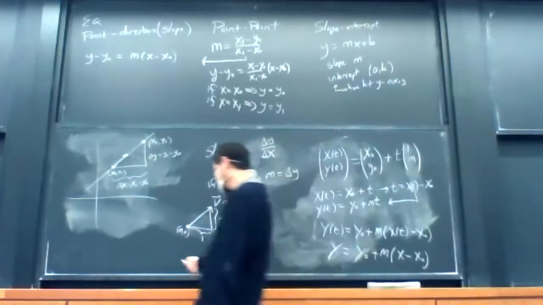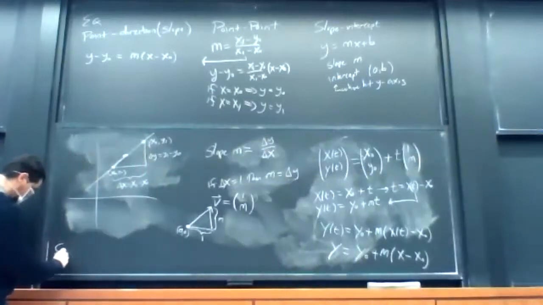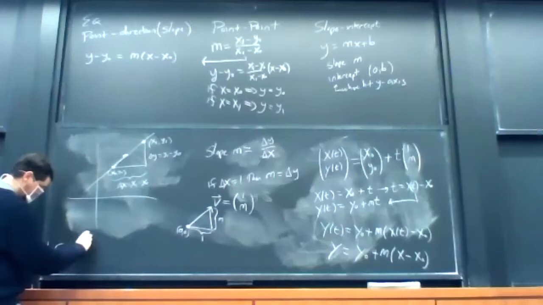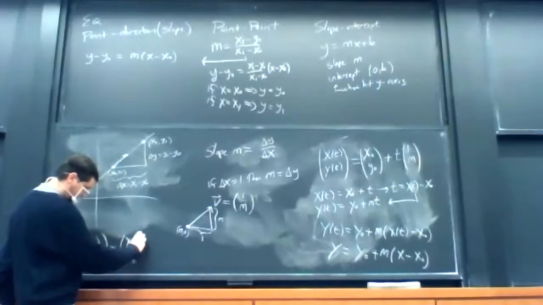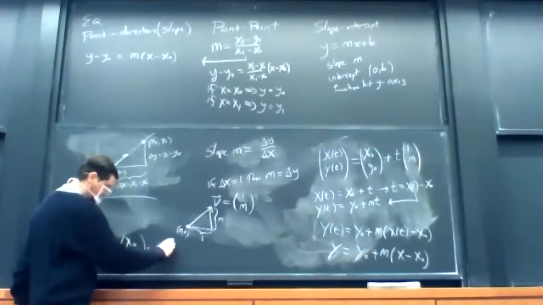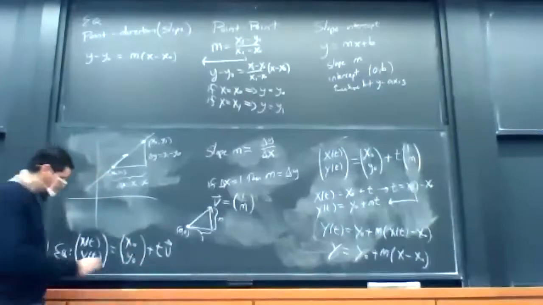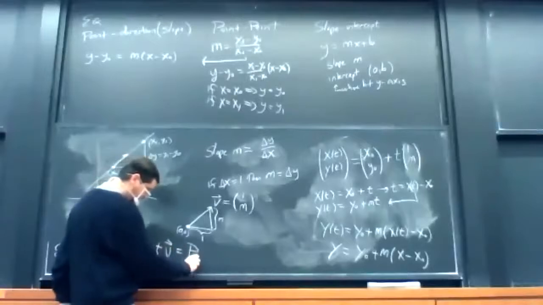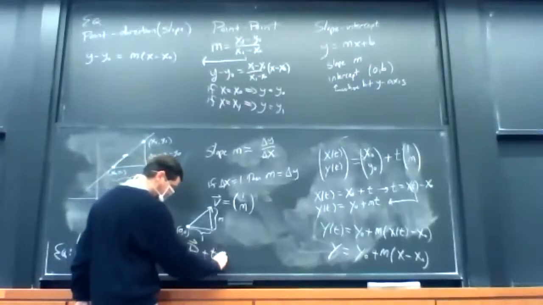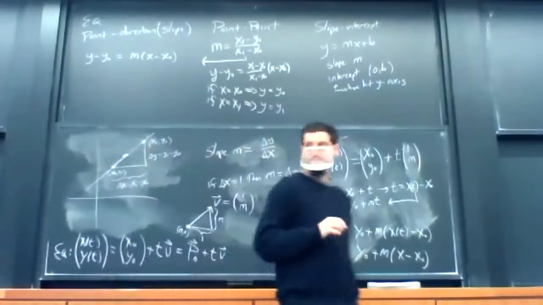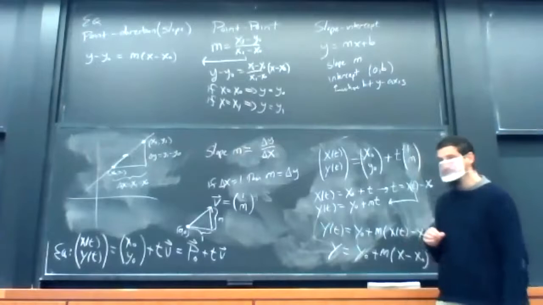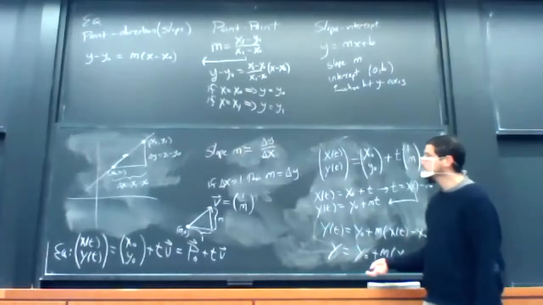So the equation of a line is x of t, y of t is x naught, y naught, our initial point, plus t times v. Or if you want, it could be P naught, our initial point, plus t times v. You can use lots of different notations. Any of them is fine. And this gives us the equation of a line through a point.